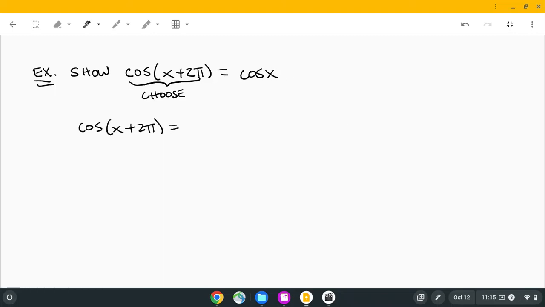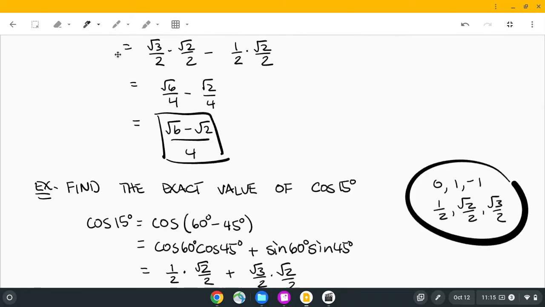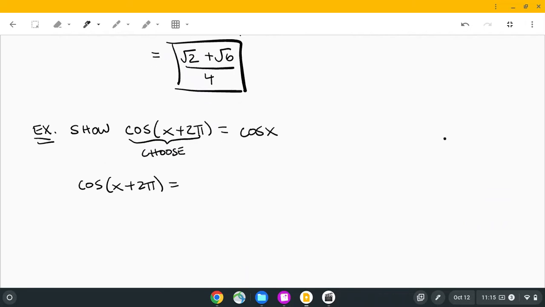So here, the way I'm going to do that, in the last section, you used all of your basic identities and the Pythagorean identities. Here, I'm going to use my sum formula, the one at the very top here. Cosine, cosine, minus sine, sine. Okay. So cosine x cosine 2 pi minus sine x sine 2 pi. Okay, and then I'm going to simplify this. Again, we're trying to get it to look like this side. We have an actual angle here, but not here. So let's evaluate the ones where we have an actual angle.